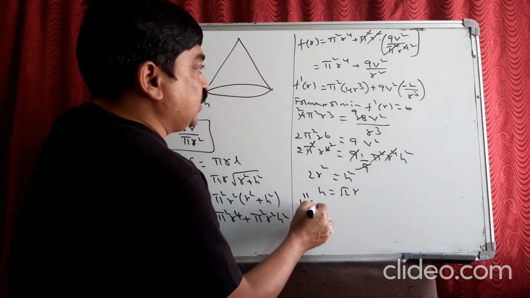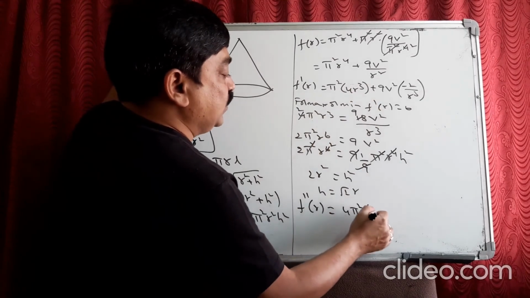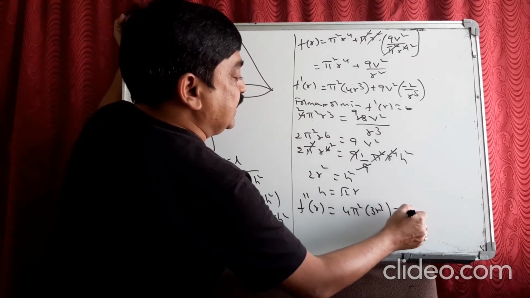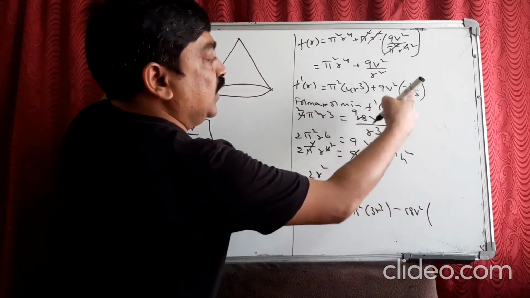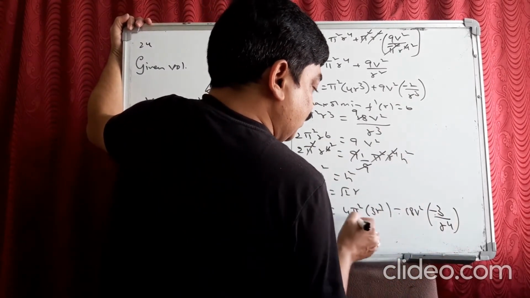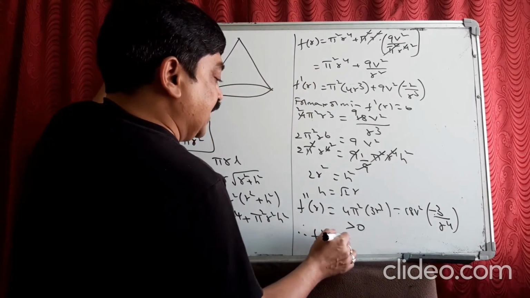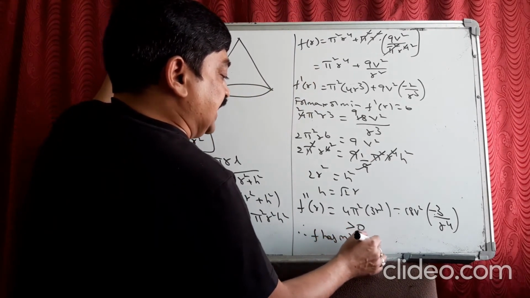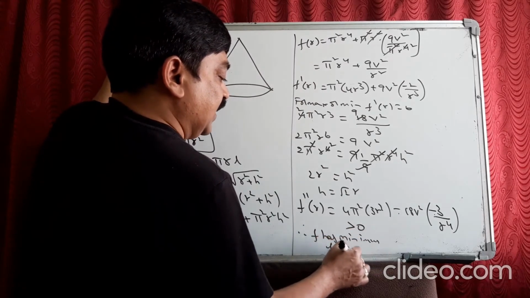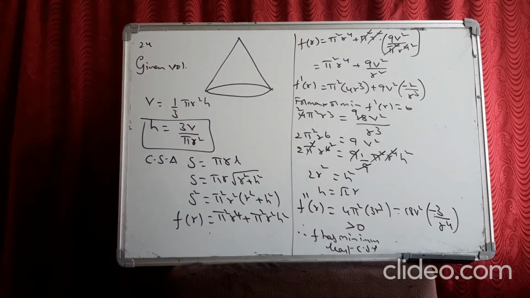So f double dash of r, if I take 4 pi square into 3r square again, minus 18v square, the derivative of 1 by r cube is minus 3 by r power 4, so positive, everything is positive. Therefore f has minimum. Minimum means least curved surface area, least CSA, with h equal to root 2r. Okay.